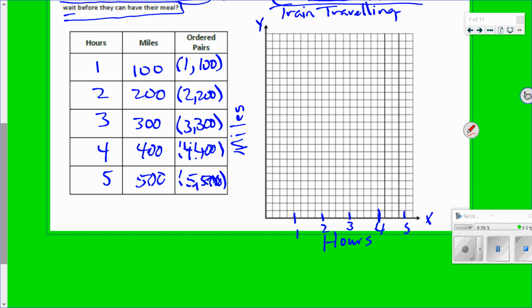Yeah, what? This is identical to the one in your book, so it should work.